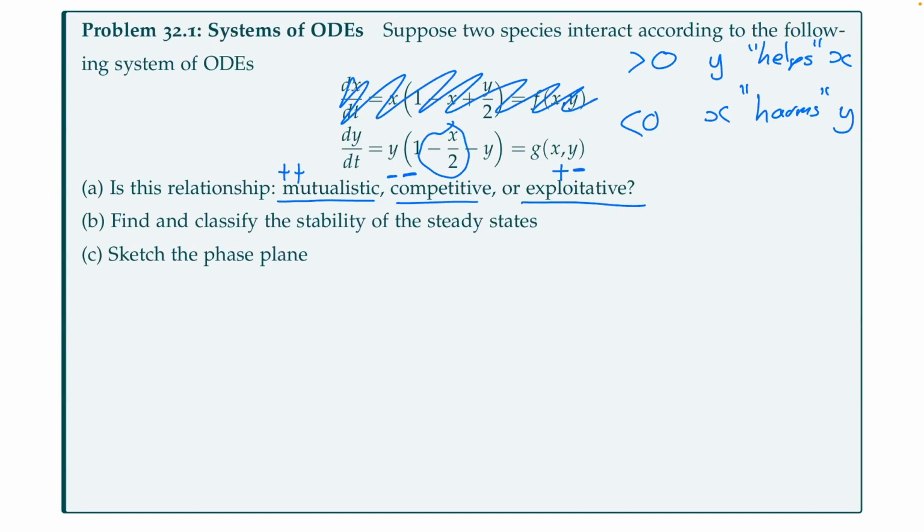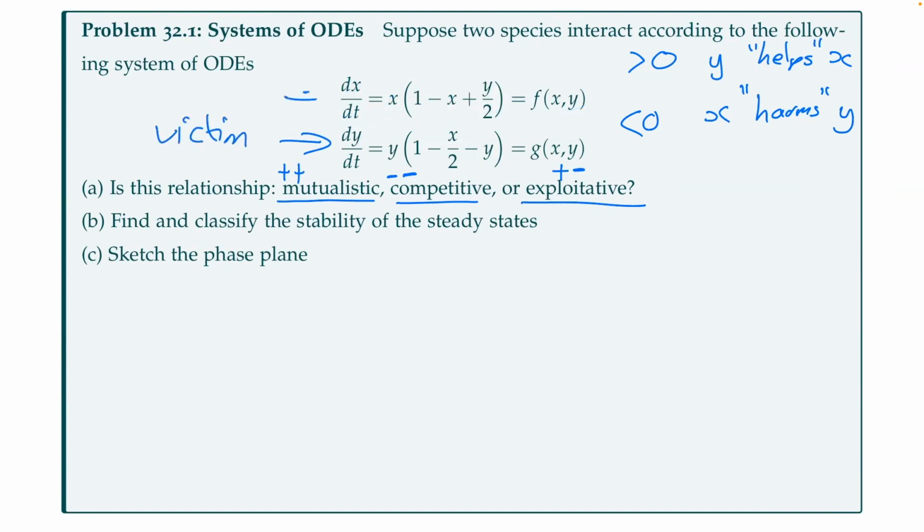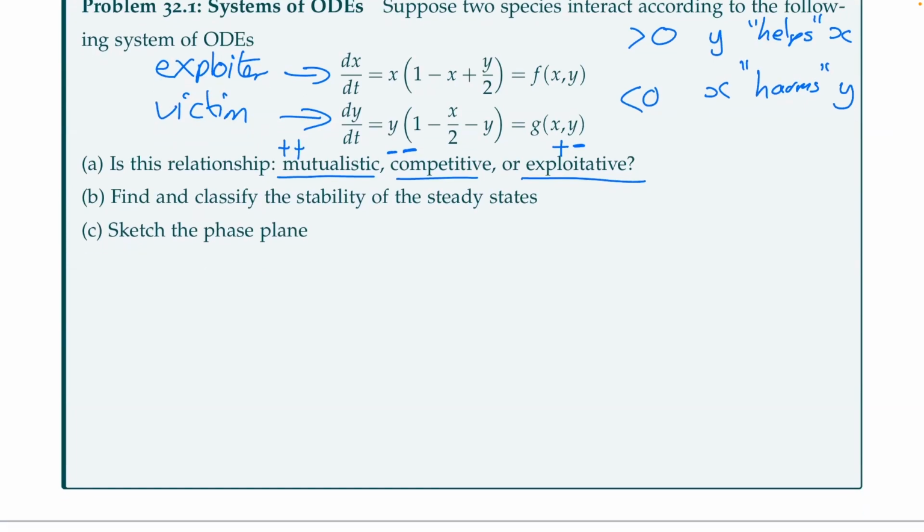So in this case, I have an exploitative relationship. We can see that species Y, because it has the negative sign, is the victim, and species X is the exploiter. So X could be a predator, it could be a parasite, it could be a herbivore. The victim could be a host or a prey or a plant species.